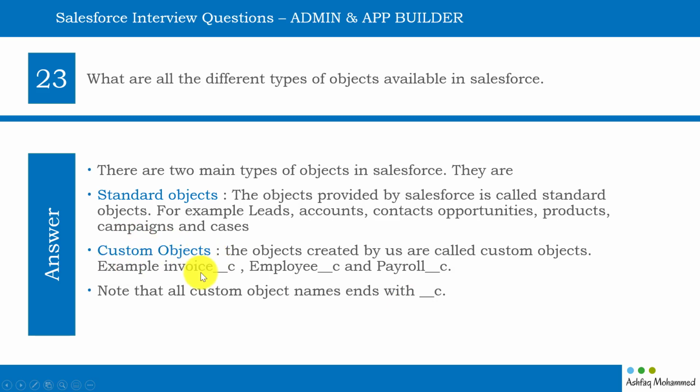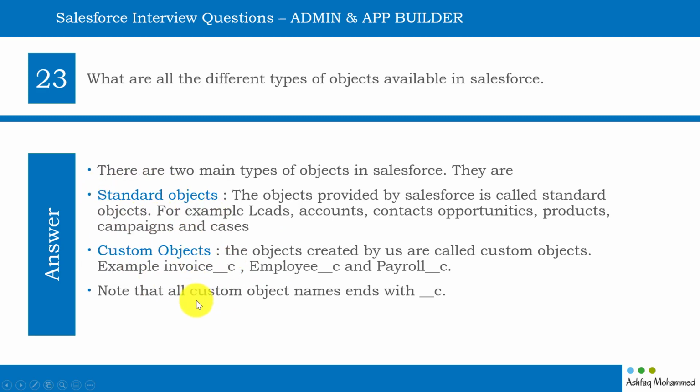So while these are the two main types of objects, standard objects and custom objects, over the period of time Salesforce has come up with some new functionality, and they ended up creating some different objects. You don't have to focus on that right now. As and when you mature and get experience in Salesforce, you will know those things. But for now, your main focus should be on standard objects and custom objects, right?